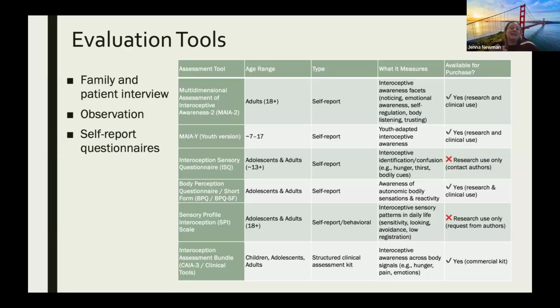And then lastly is the Interoception Assessment Bundle, the CAIA3. This is an entire clinical toolkit. There's one for children, adolescents, and adults. It has a structured self-report questionnaire, but it also includes step-by-step intervention tools as well. You can purchase it as the full kit, and it goes from eval to intervention to discharge.